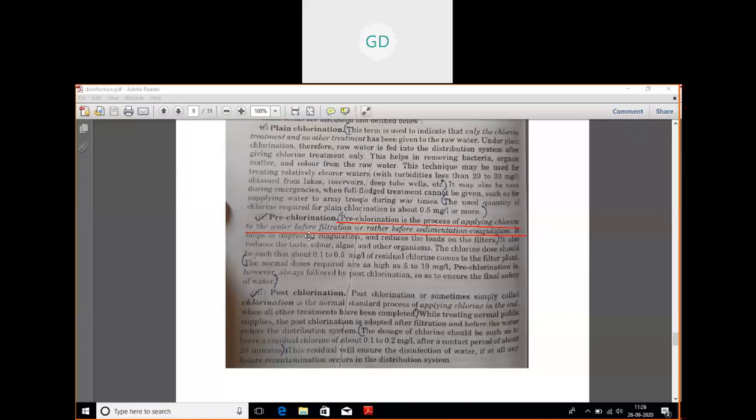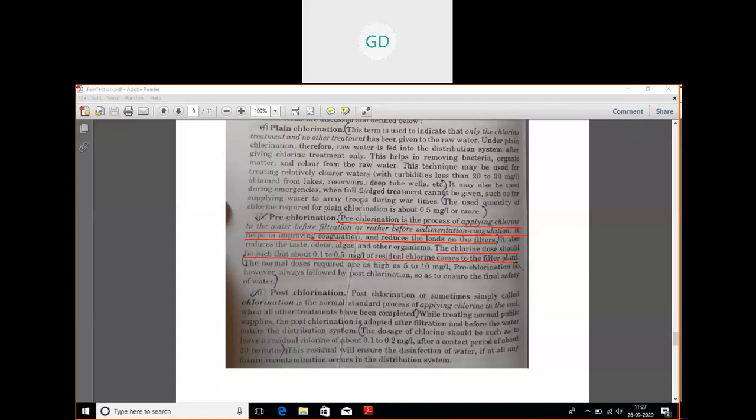Okay, then it helps in improving the coagulation and reduces the load on the filters. Then the chlorine dose, you see, should be such that about 0.1 to 0.5 milligram per liter of residual chlorine comes to the filter plant.